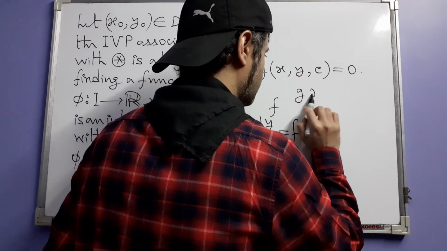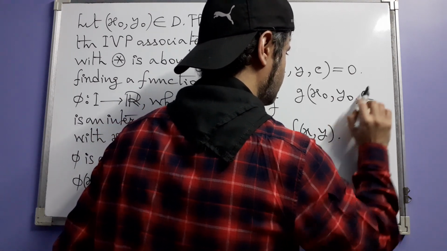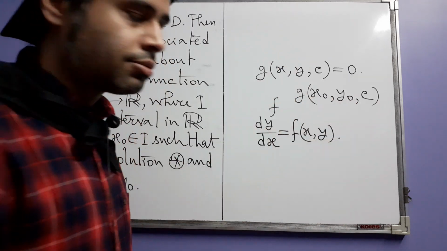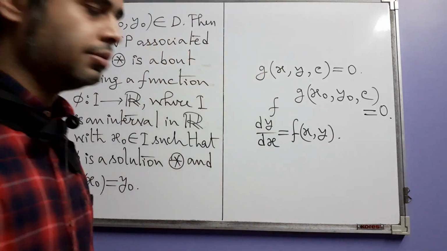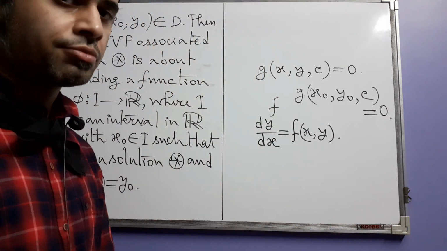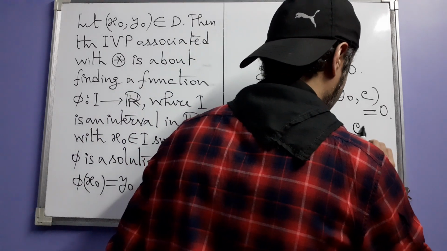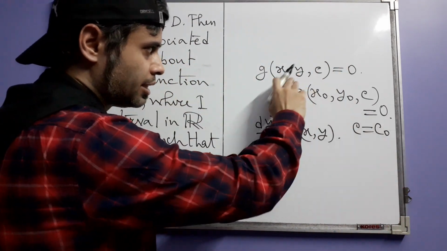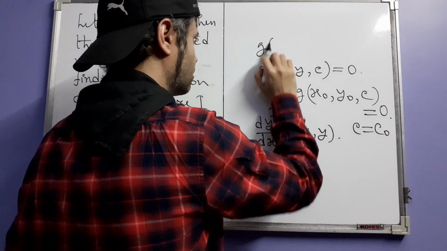In that relation, you substitute x naught for x and y naught for y, and then you get an equation which has numbers and c. You can then solve for c. Whatever value of c that you get, say if we call it c naught, you then use that value back in the general equation of the family.